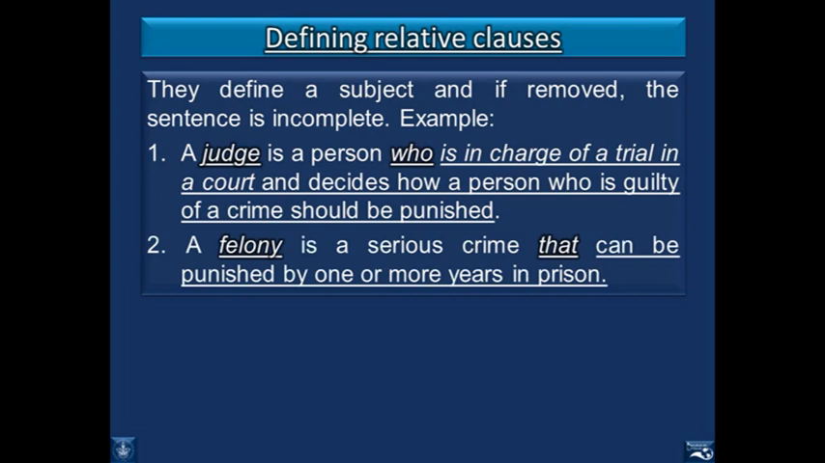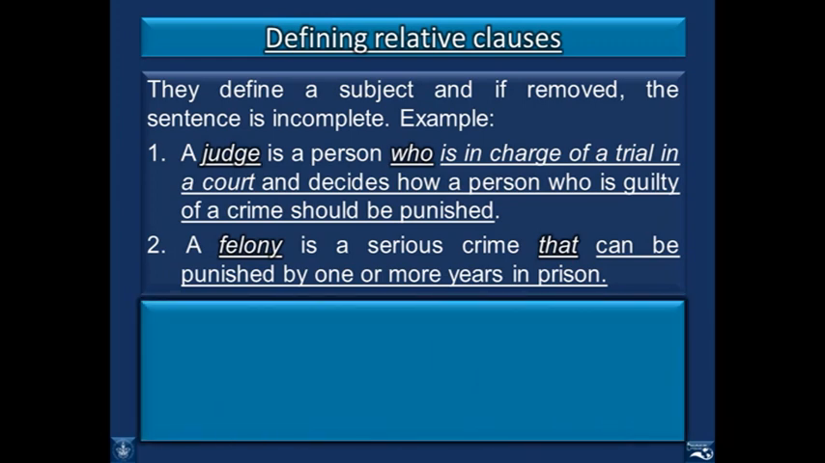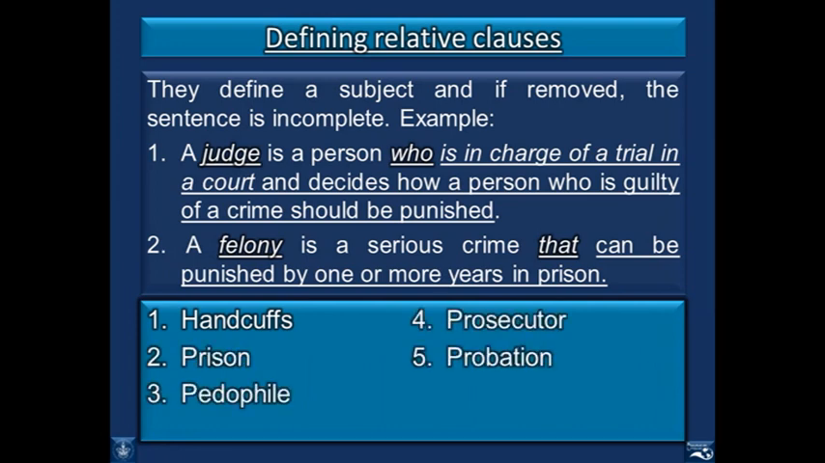Same thing happens with a felony is a serious crime that can be punished by 1 or more years in prison. We have, in this case, again, a relative clause that is helping us to define the way in which a felony can be punished. So if we eliminate the relative clause, we are left with incomplete information. Let's look at some other examples by looking at definitions of legal terms such as handcuffs and prison and pedophile and prosecutor and probation and court.